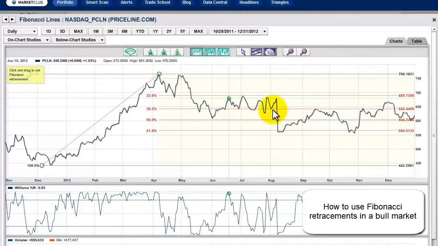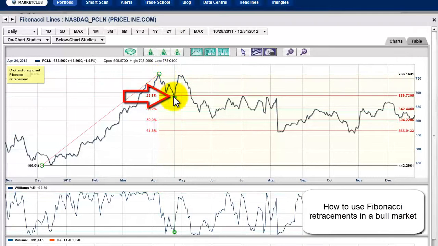Okay, so what you see now are two sets of numbers on these horizontal lines that go across. One is percentage numbers, 23.6%, 38.2%, 50%, and 61.8%. And on the other side, the corresponding dollar value of the stock. So it's $566.01 and $689.73. So what you look for in a retracement is after a market's made a high, it technically usually retraces.